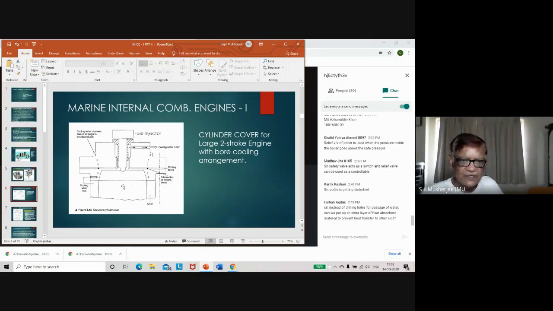Okay. So this is your cylinder cover. Your cooling water enters from the elbow. Yeah, from the cylinder liner cooling, it enters the cylinder cover and it goes through the entire engine and finally comes out through these bores and out to the upper part of the cylinder liner to remove any chances of any air bubble.